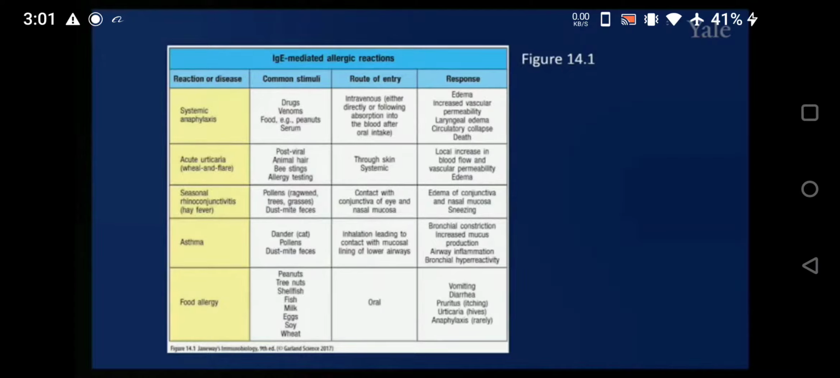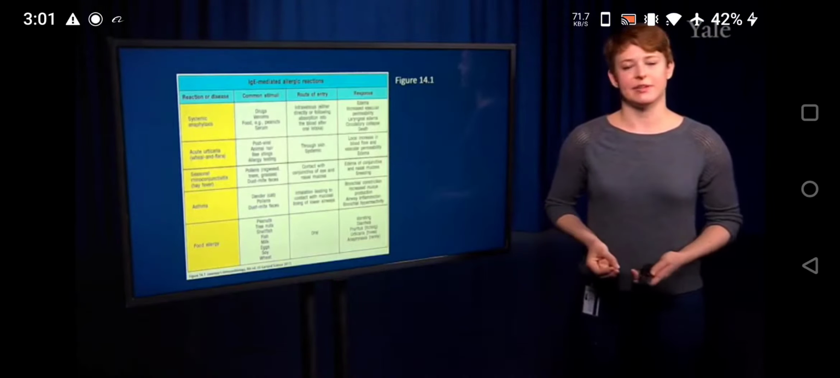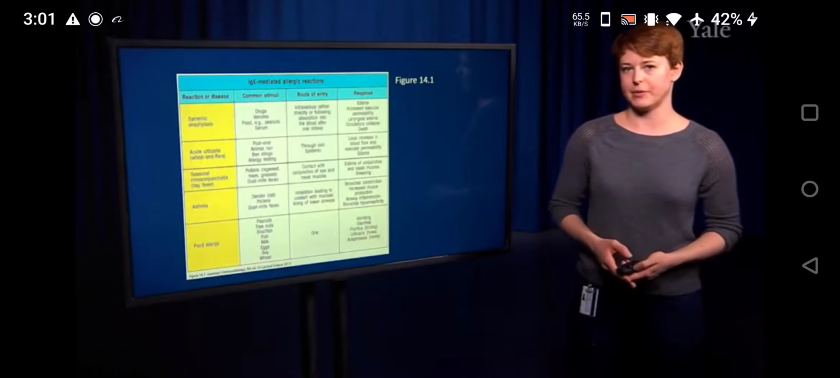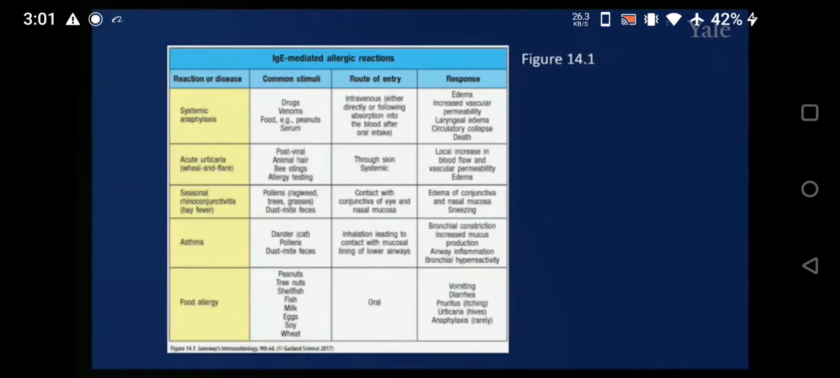And here, some of these that you're probably already familiar with that we'll talk about in more detail in the lecture are systemic anaphylaxis, acute urticaria, or wheal and flare. This is also known as hives. Then we'll also talk a little bit about things like hay fever and asthma, which also has an allergic component. And finally, we'll kind of wrap things up talking about food allergy, as some of those responses are mediated a bit differently.